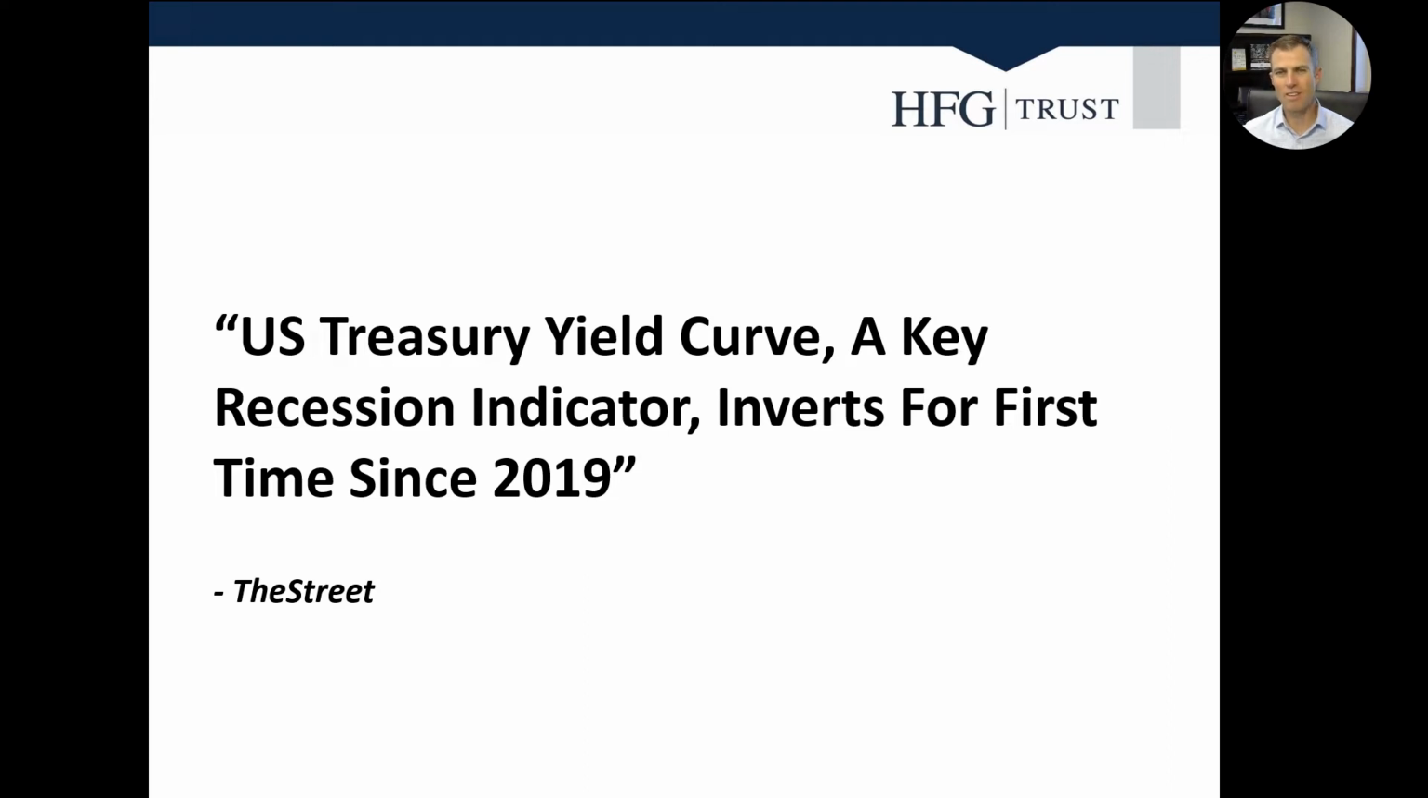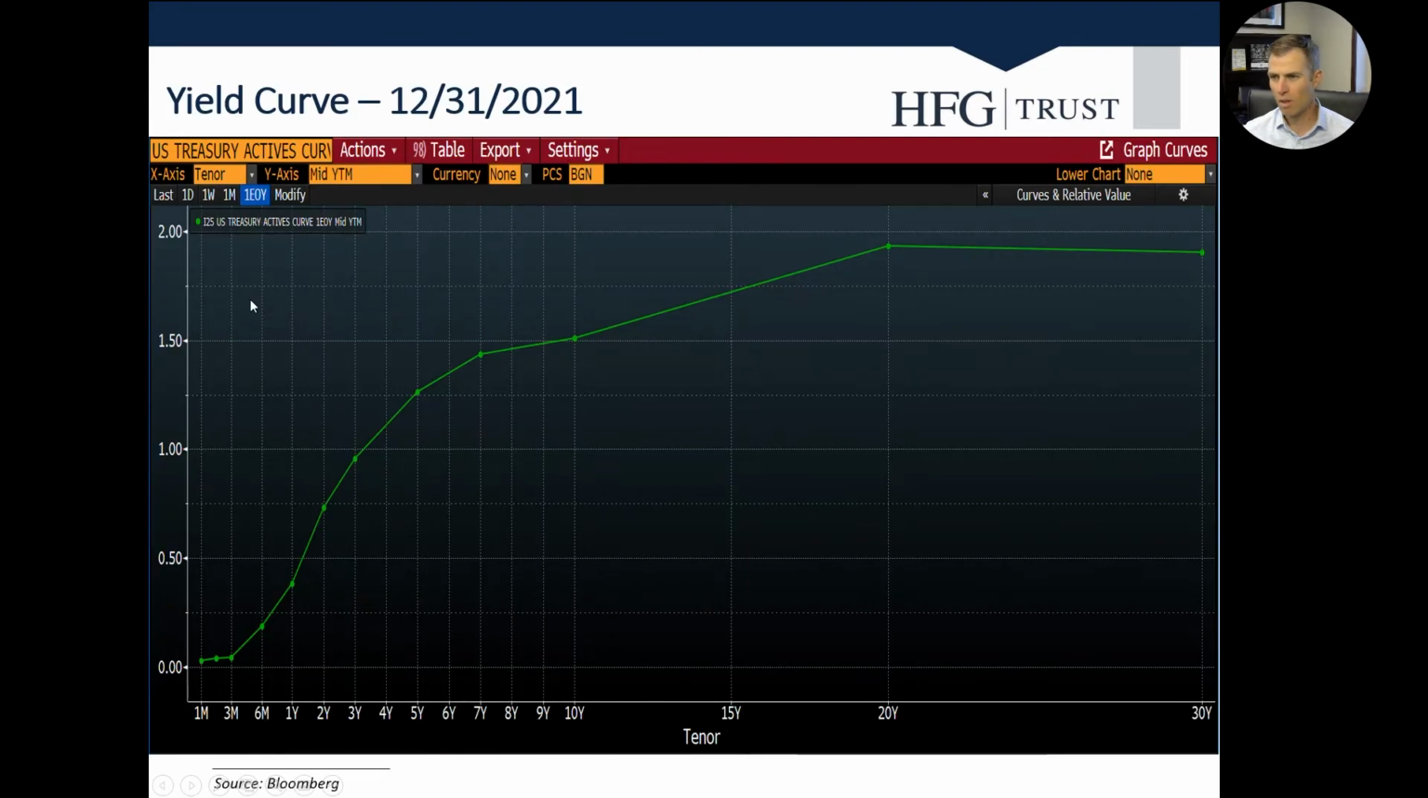It is the yields on U.S. government bonds across the maturity spectrum from 1 month all the way out to 30 years. So let's look at a graphical representation of this. On the y-axis, you have yield or interest rates, and on the x-axis, you have the tenor or time to maturity.